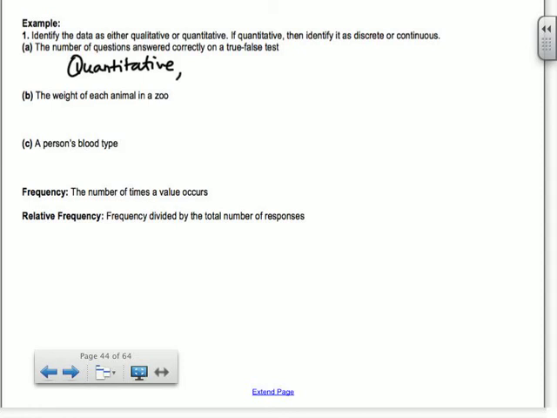Okay, the weight of each animal in a zoo. Is it a number? Yeah, so it's quantitative. Discrete or continuous? Continuous, right? A person's blood type. Qualitative, right? That's not a number.